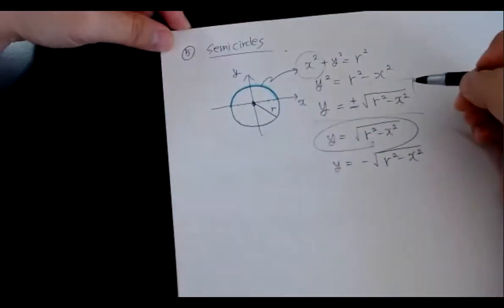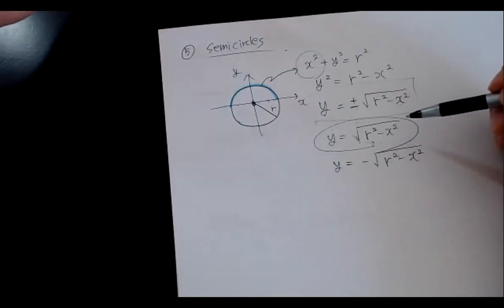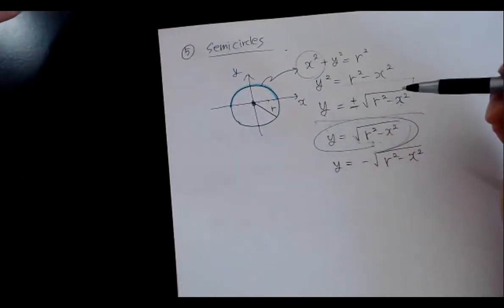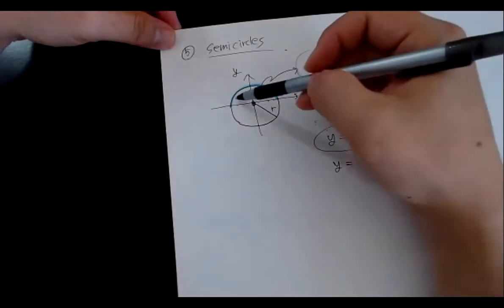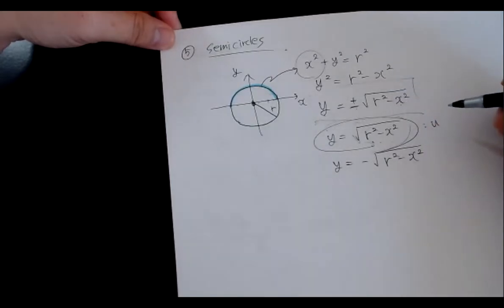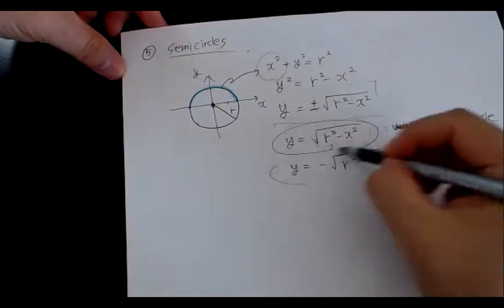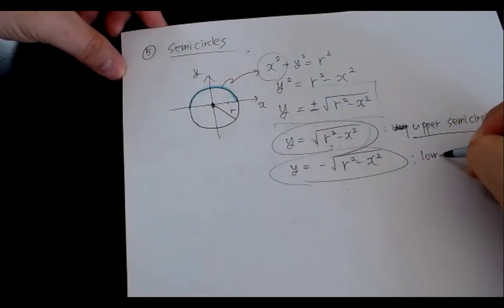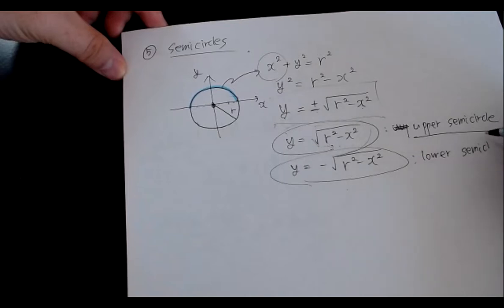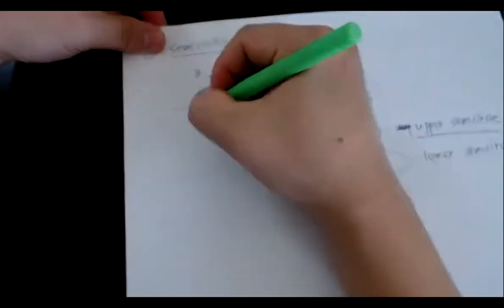And then you see the square root of something. I told you a square root of something is always greater than or equal to 0. Yeah, makes sense. So this one must represent the function of the upper semicircle. So this is the function of the upper semicircle. So what about this? Guess what? This one is the function of what? The lower semicircle, right? So this part right here.